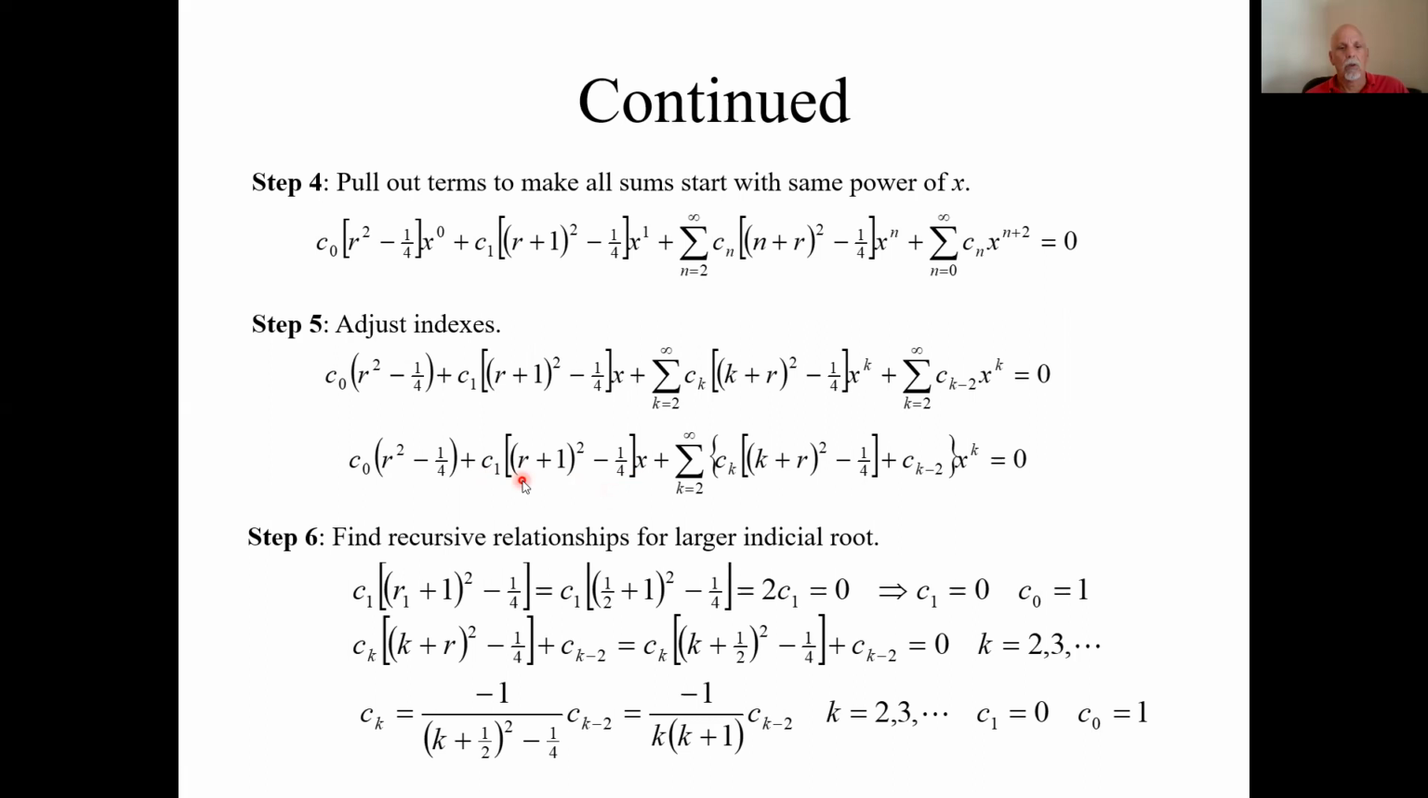I think I was wrong. The indicial roots are plus or minus a half, not a fourth. So the larger indicial root is a half. So let's put that into here. We get 3/2 squared minus a fourth, I just get 2. I get 2 times C1 equals 0, which forces C1 to be 0. C0 has to be non-zero, and we'll just set it to 1. So C1 is 0, C0 is 1. That was forced on us.